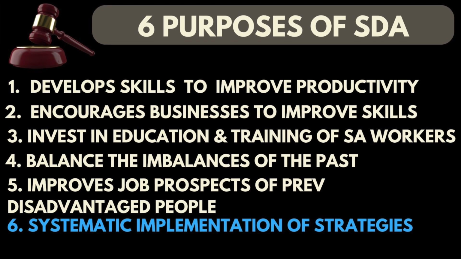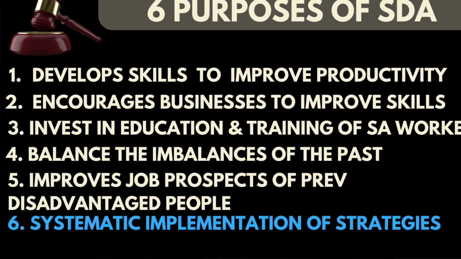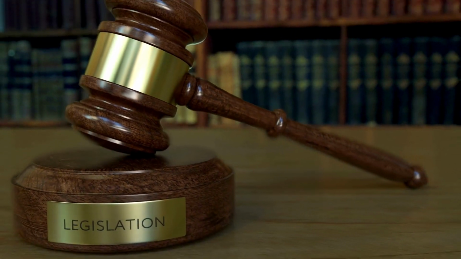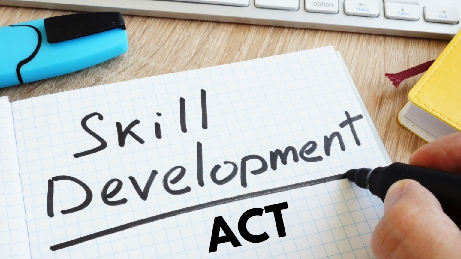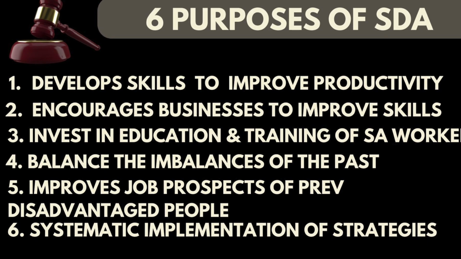The last point is that it provides for the systematic implementation of strategy at national, sector and workplace level. Now, when they say it provides the implementation of strategy, remember guys, the legislation is a strategy that was used by the government. When you do skills development, it means you are implementing the strategy that was used by the government to redress the skills imbalance of black people.